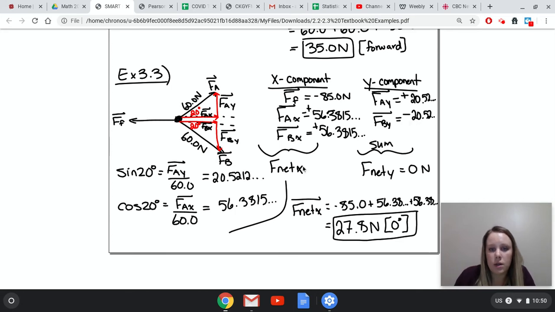So all we have working for us here is the x direction. We have a net force that's equal to the sum of all of the components that we've already calculated. So here I'm adding those numbers together, being very careful to make sure that I'm adding a negative 85 because friction is in the opposite direction. Now 27.8 newtons is what you should get, and an angle of 0 degrees.